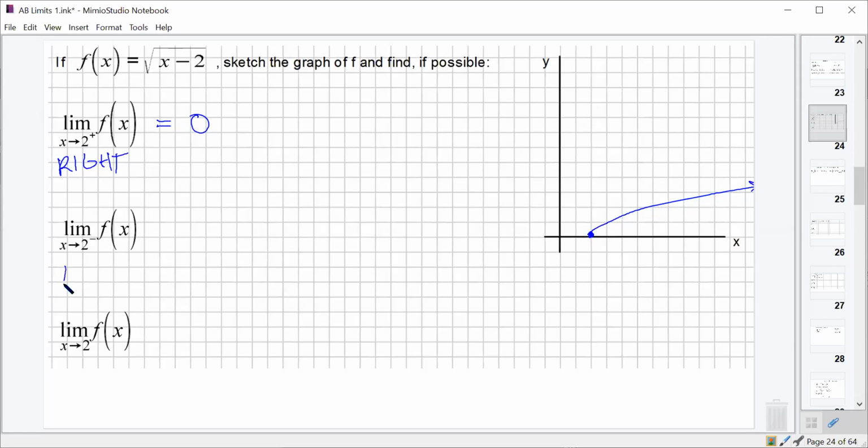What about from the left-hand side? First question we should ask ourselves is, is there an interval to the left of this x equals 2 value where our function is continuous and defined?